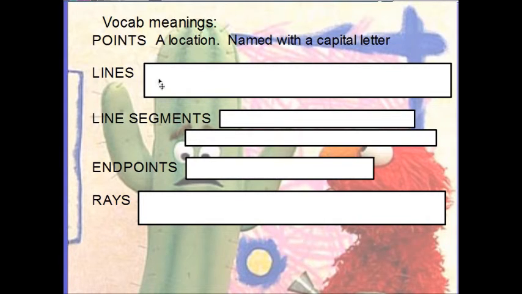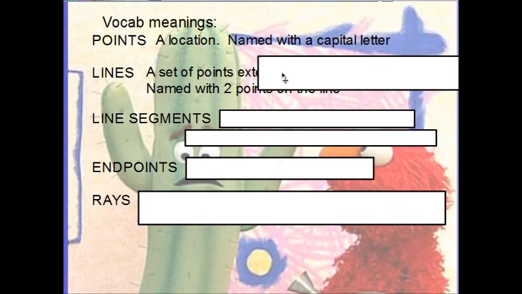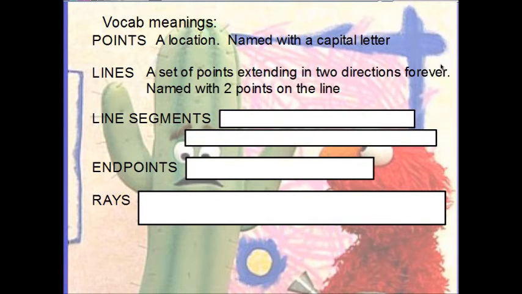Our next vocab word is lines. Lines are a set of 2 points extending in 2 directions forever. They're named with any 2 points in any order on our line. Again, if you need to press pause to make sure you copy it, please do so.